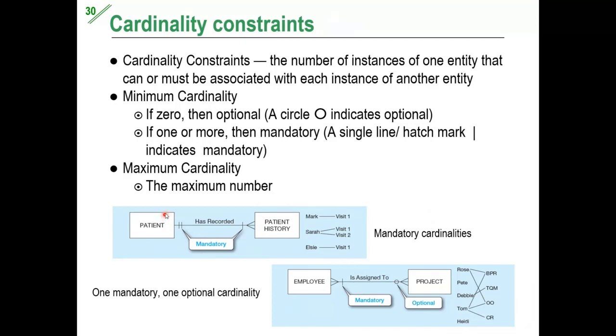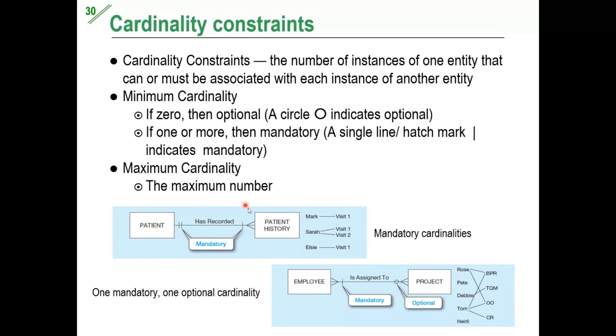Cardinal relationship means how one instance participates in the other instances, okay? Cardinality constraint means how we limit that participation, okay? For example, think about this example. One patient can have many patient records or patient history records in a hospital. So that is called the participation cardinality relationship.